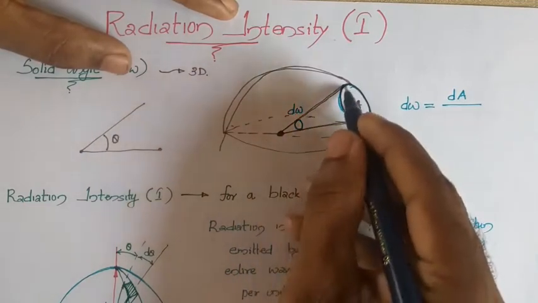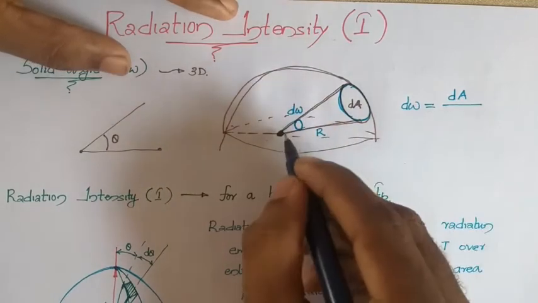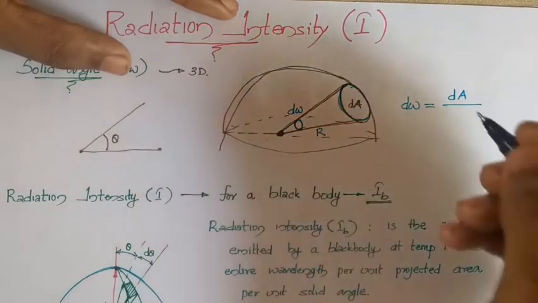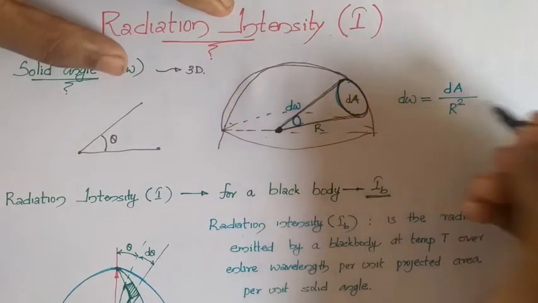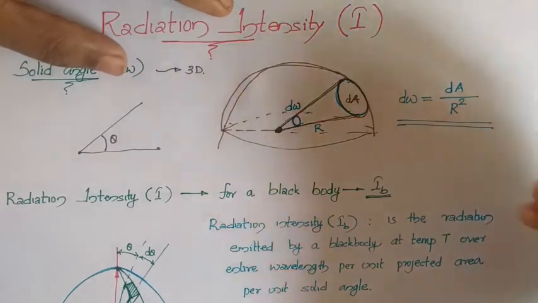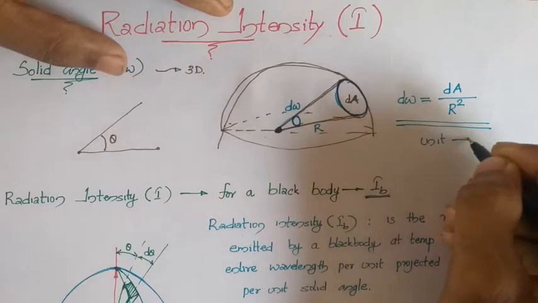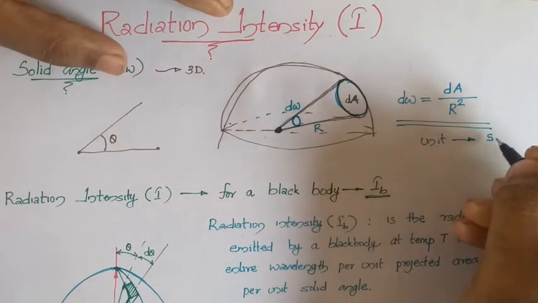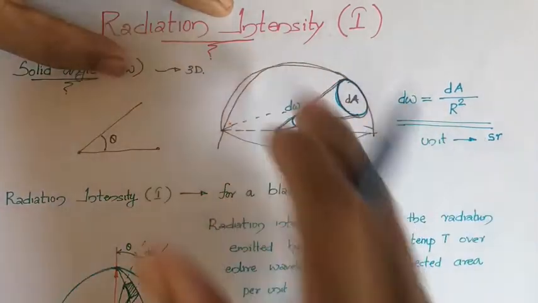At the same point the end of the cone is also lying. If this distance is r, or the radius of the sphere is r, then the solid angle will be defined by this dA divided by r square. It is measured in units called steradian. This you have studied and it will be represented by sr. So this will be the unit steradian for the solid angle.